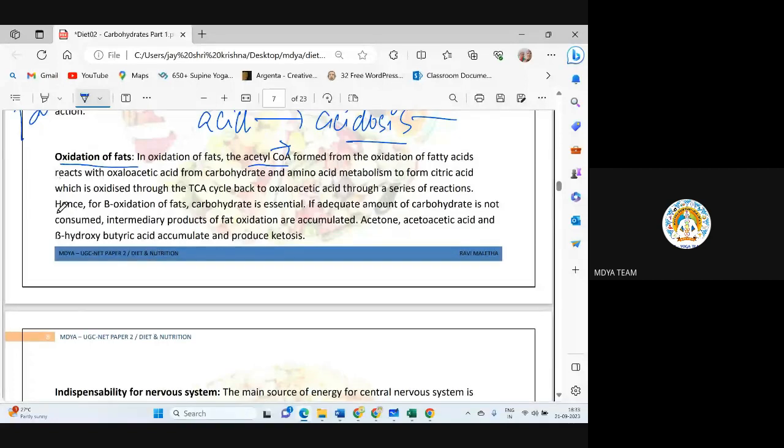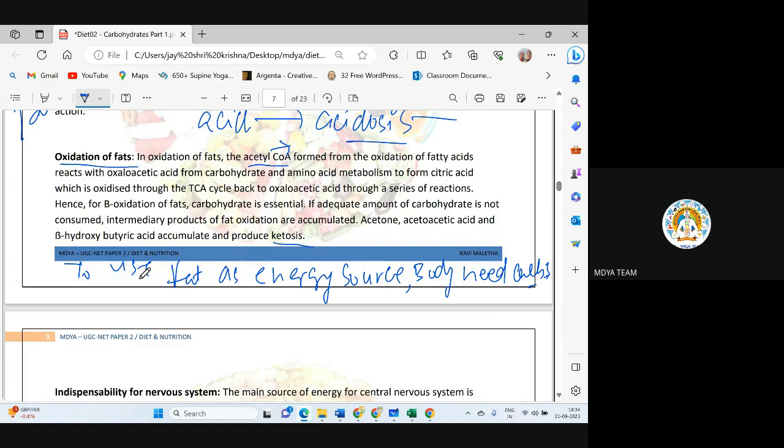So to use fat as an energy source, the body needs carbohydrate. In the absence of carbohydrate, the body can't even use fat as an energy source. The body will need some quantity of carbohydrate. And if there is no carbohydrate, then the body has to use fat without carbohydrate. Then there will again be some waste production, and that waste gets accumulated in our body, and this is known as ketosis.